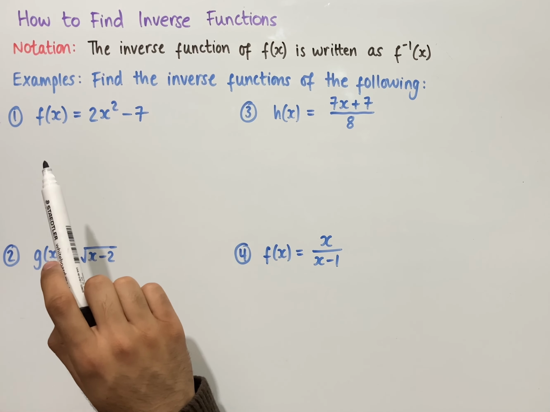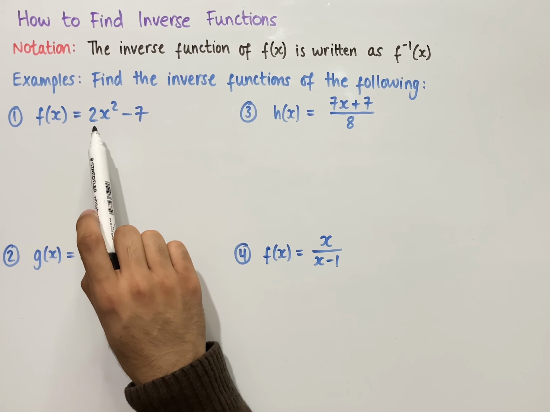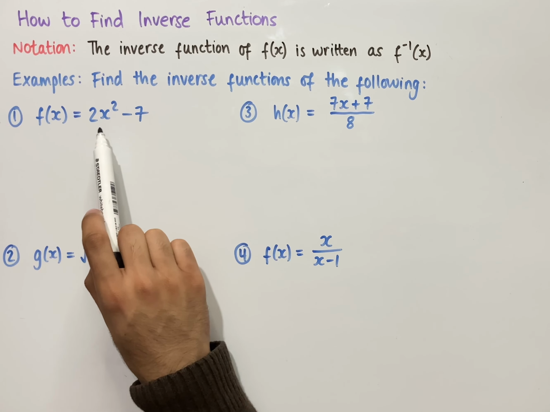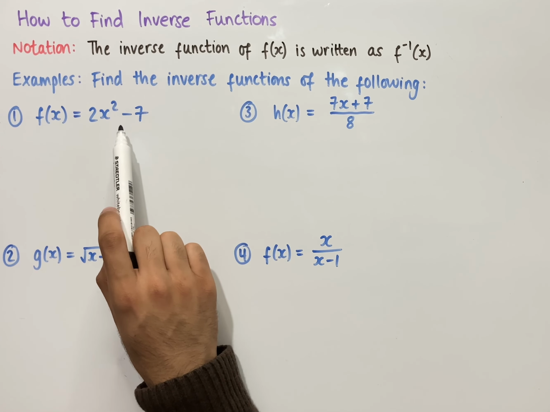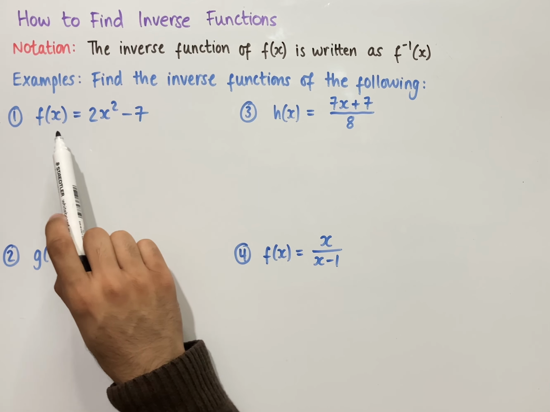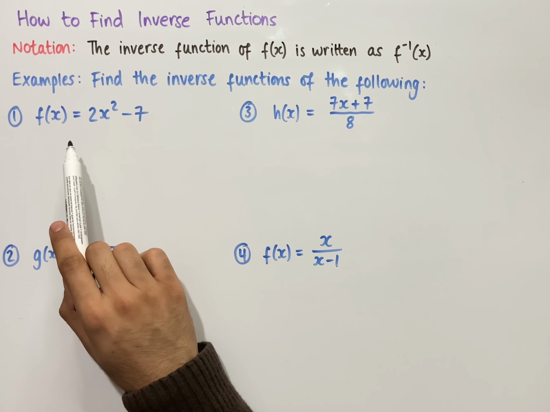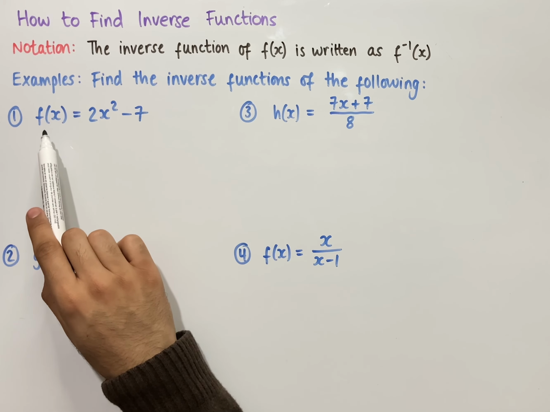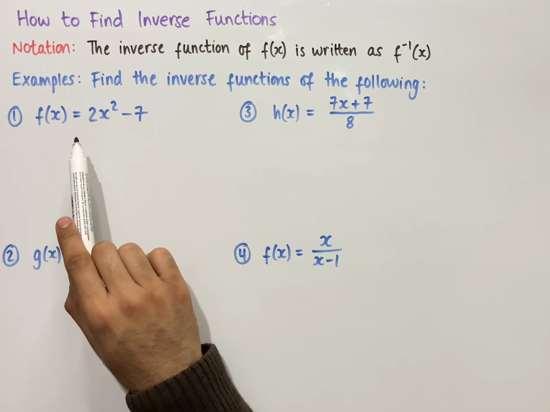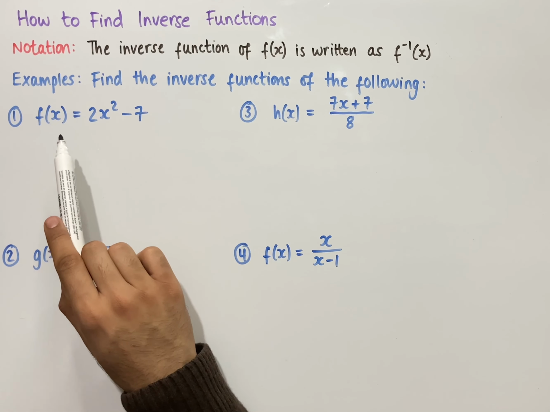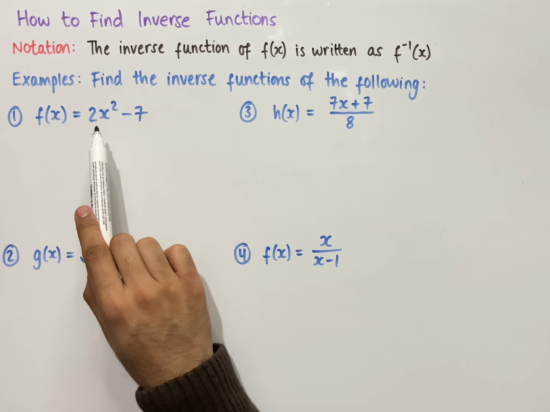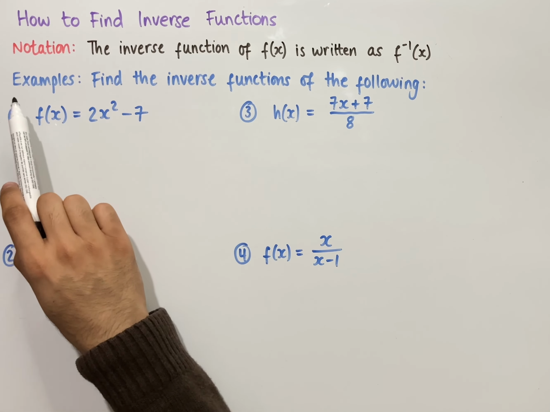Now the idea of a function is to take an input, which we call x, apply some operations to it, and then obtain an output, which we can call f of x. And the idea of an inverse function is the opposite, in that we take our output and then consider what operations we need to apply to that so that we end up with our input of our original function. Let's look at some examples.